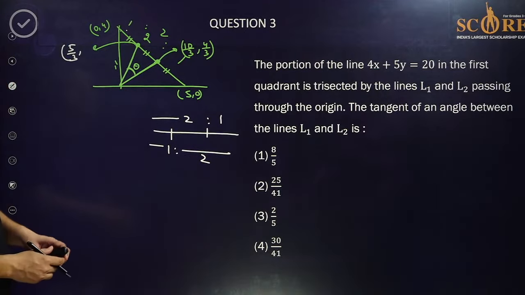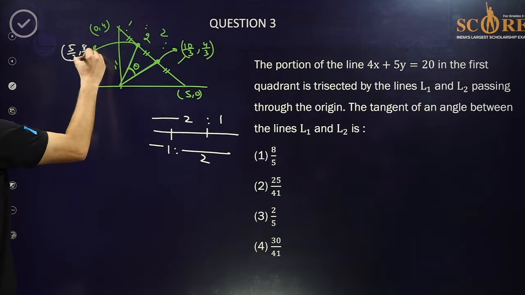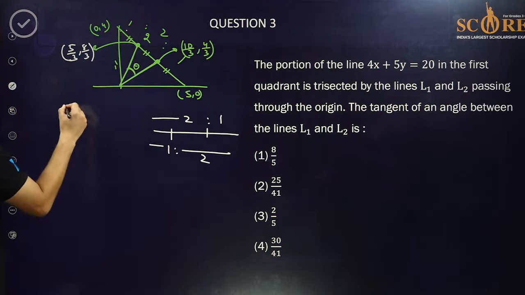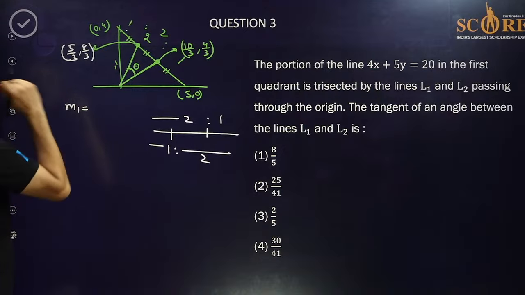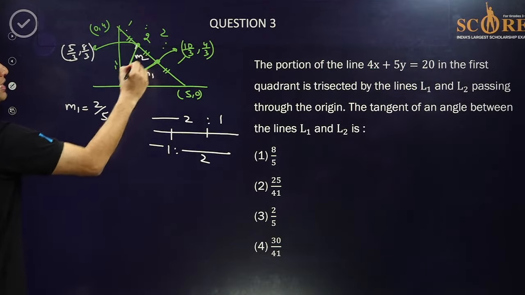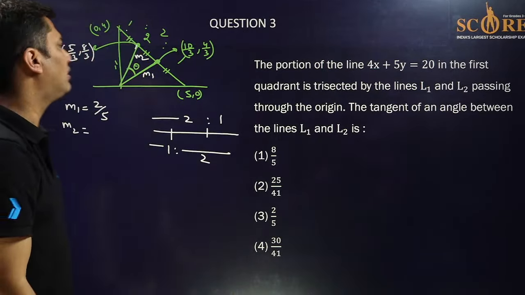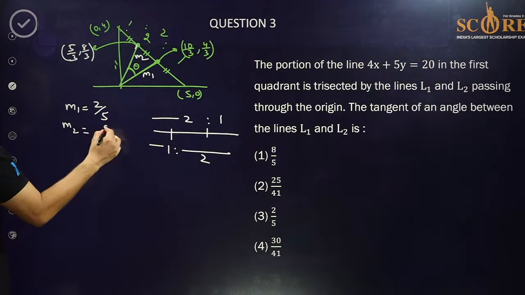That's what I'm applying. So 5/3 and then it's 8/3. The slope of this line M1 will be 4/10, and this is M1. The slope of this line will be, you know the slope, y2 minus y1 upon x2 minus x1. The slope will be 8/5.